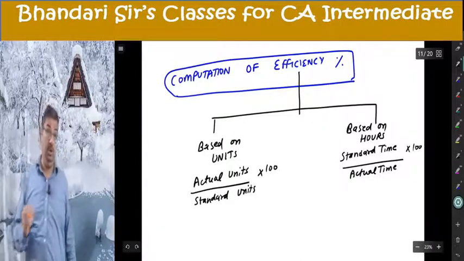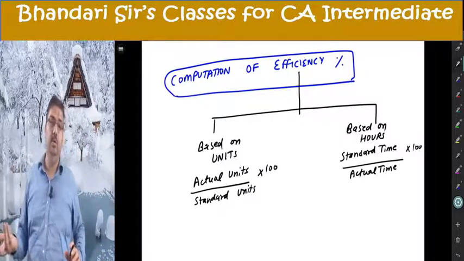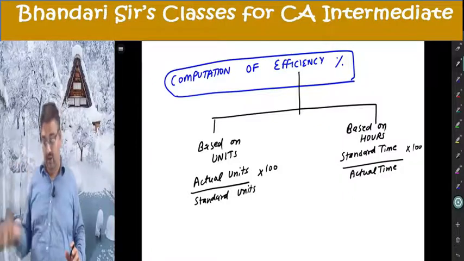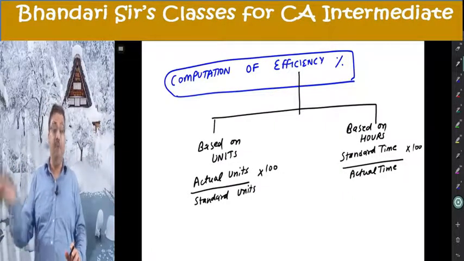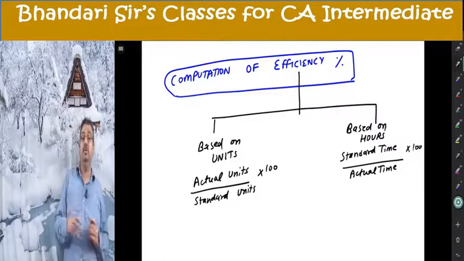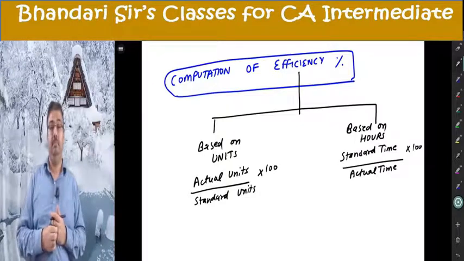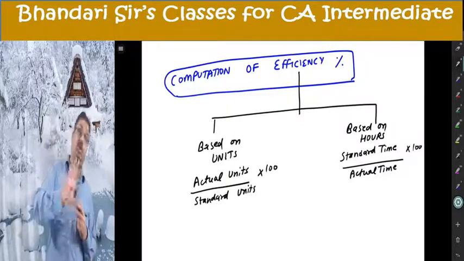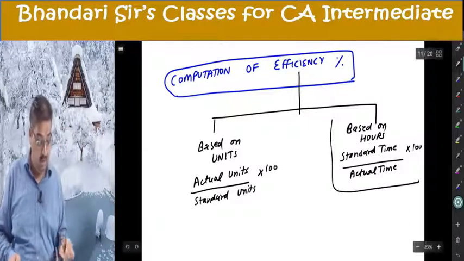So make sure that if actual production is higher than allowed production, then your efficiency will be more than 100%. If your actual time is lower than standard time, then the efficiency will be more than 100%. So remember it, this is more applicable for Emerson.